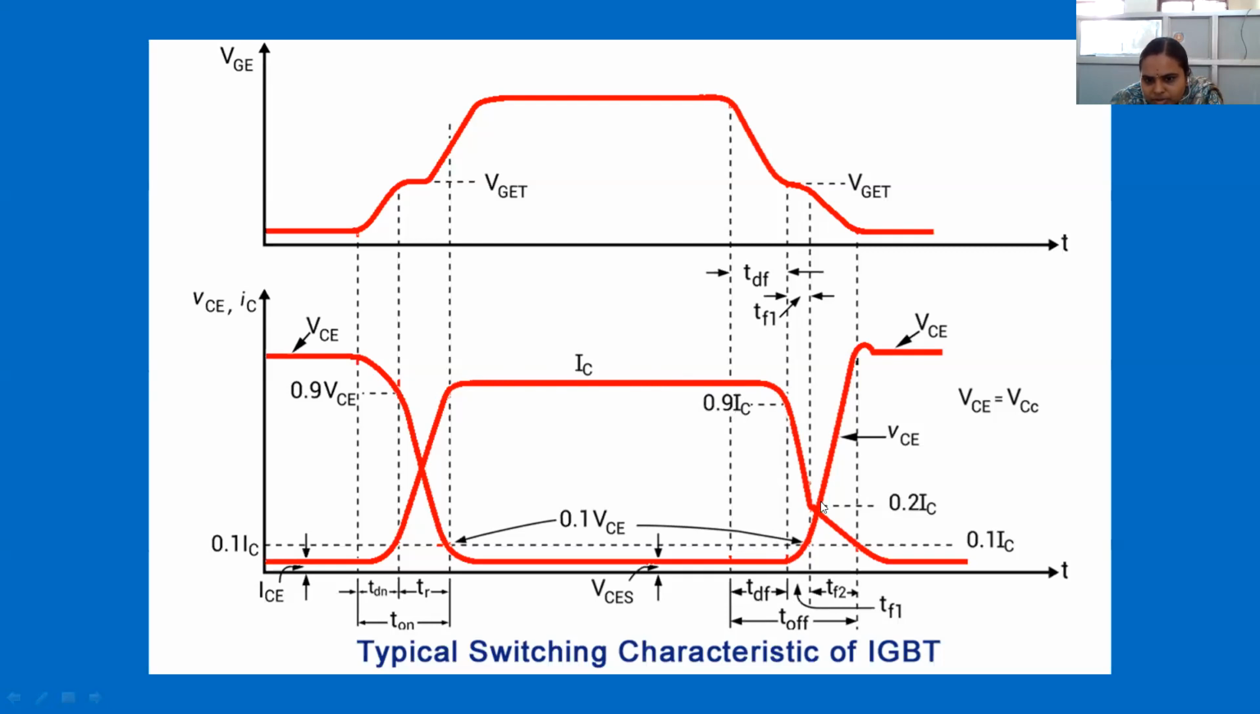Observe here, there is a small change. This we call TF1, the initial fall time. Then from point 2 to point 1, observe this line, the collector current IC goes from point 2 to point 1, and our voltage is going to be increasing. The time taken for point 2 to point 1 is called the final fall time, TF2, after the initial fall time. Okay, this is what we are going for.